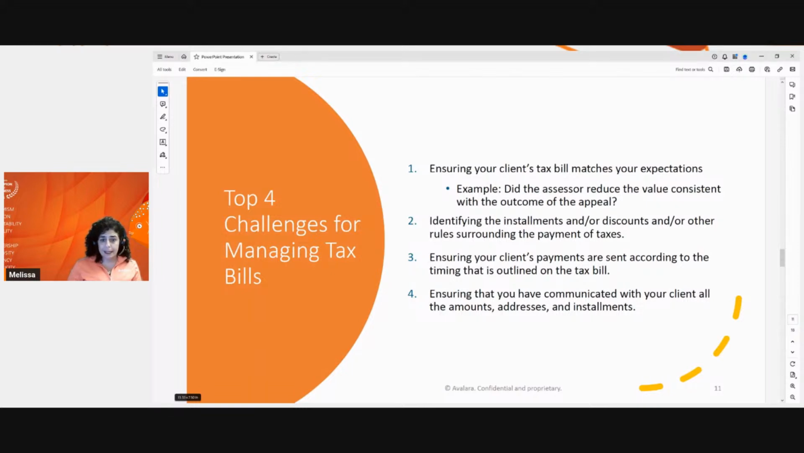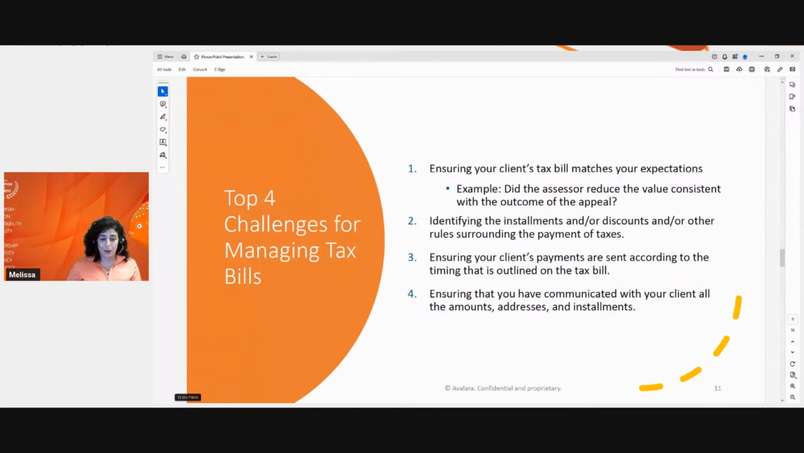Identifying installments and discounts or other rules surrounding the payment of taxes. Obviously, if you can take a discount, everybody wants to take a discount, but you also have to think about how that's going to impact your client, their cash flow, things like that. Is it better to pay in installments? Do you have a rule about if it's over a certain amount, we pay in installments? If it's under a certain amount, we pay in one installment. So lots of different ways to make sure that how that cash is flowing in and out for your clients is going to be important to them.